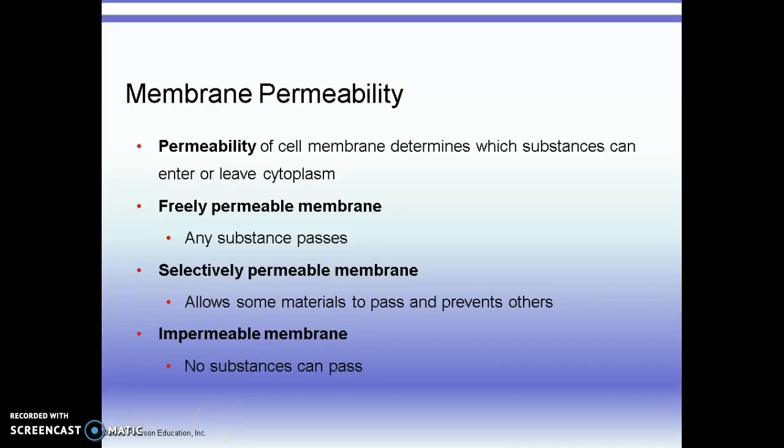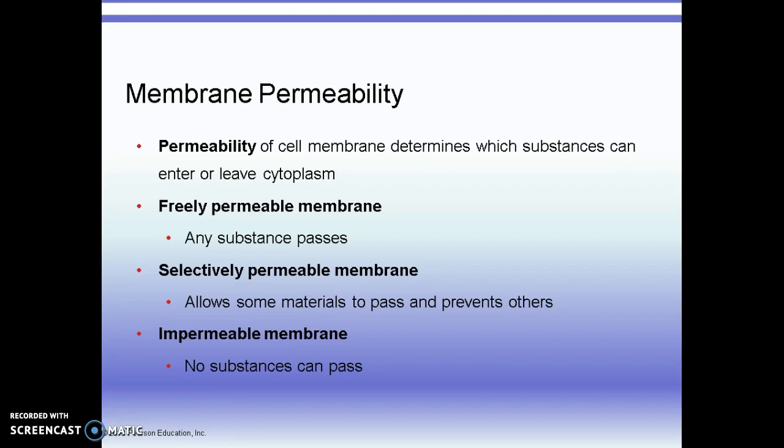This next section of the textbook talks about membrane permeability. That is, what substances can cross the membrane from the outside to the inside, as well as the inside to the outside. There are three choices in this permeability. Well, the membrane could be freely permeable. That means absolutely any substance can cross in any direction. The membrane could be selectively permeable, and that would be some substances can cross and others cannot. And the third would be impermeable, which is no substances can pass through the membrane whatsoever.